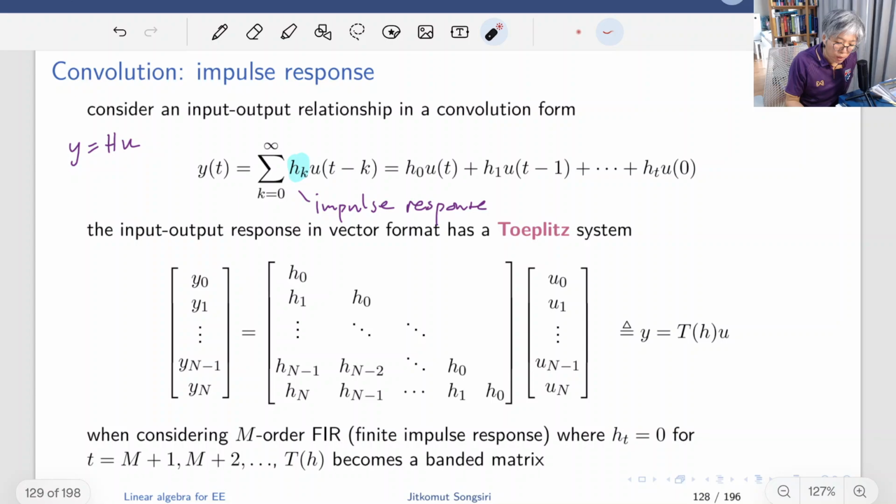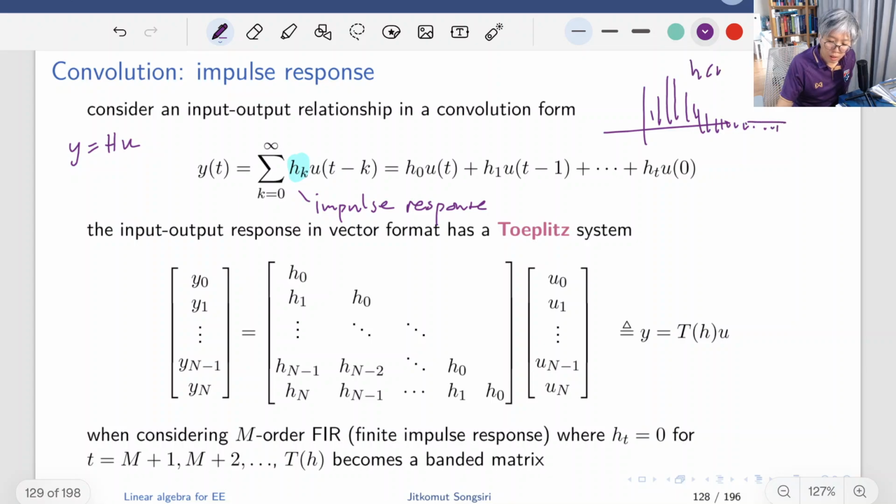Okay, from the convolution sum, let's review a little bit. It takes h0 times u_t, h1 times u_t minus 1, all the way to the past, to the initial u. Usually, an impulse response of a stable linear system will converge eventually to zero as k goes to infinity. This is for a stable system.